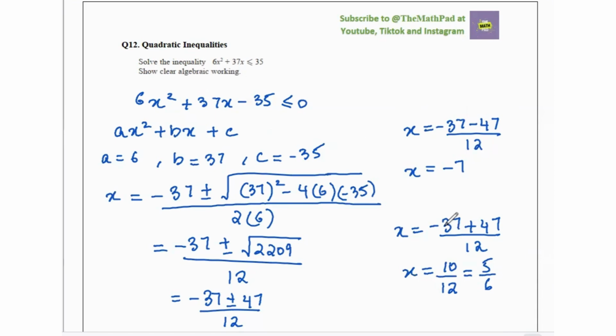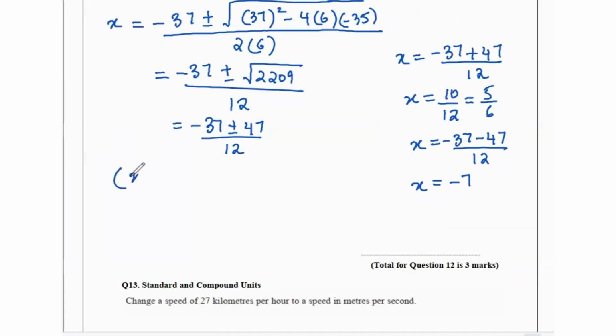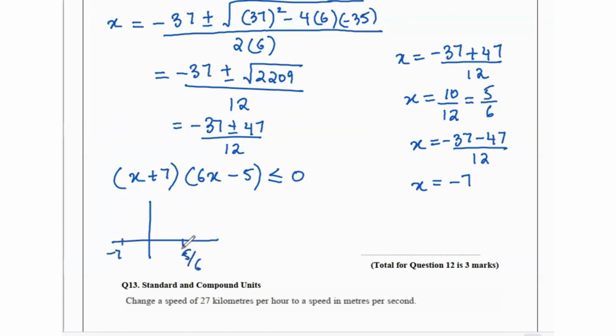Now comes the main part. Once you've found the factors, let me just rewrite this in a different format. x plus 7 times 6x minus 5 is less than or equal to 0. This is what we have. To solve this, we know that one x-intercept is negative 7 and the other is 5 over 6. So let's make a rough graph. This is just for your understanding. You don't need to show this as a part of the answer.